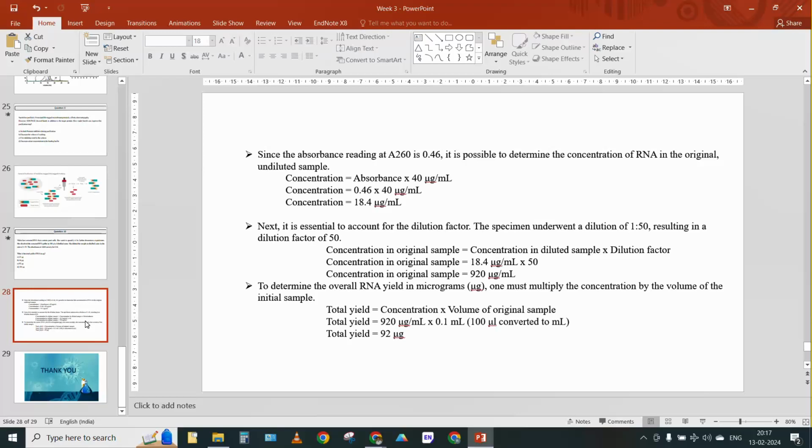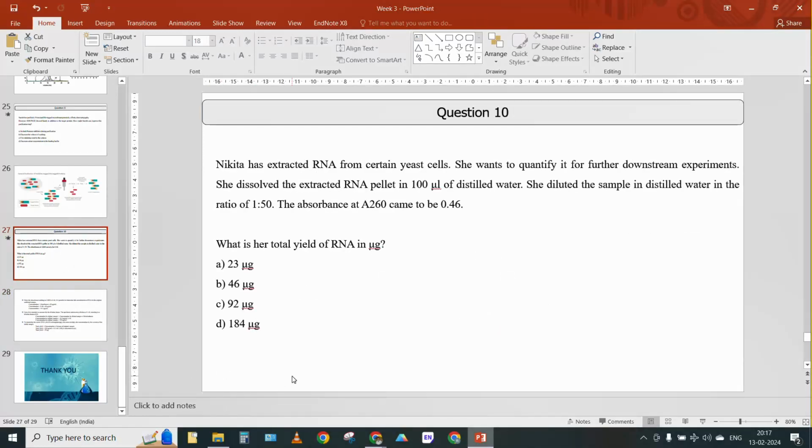To determine the overall RNA yield in micrograms, one must multiply the concentration by the volume of the initial sample. So the total yield formula is concentration multiplied by volume of the original sample, which came to 92 microgram. According to this calculation, option C is the correct one. So the 92 is the total yield by Nikita. So am I clear? Yes, sir, clear.